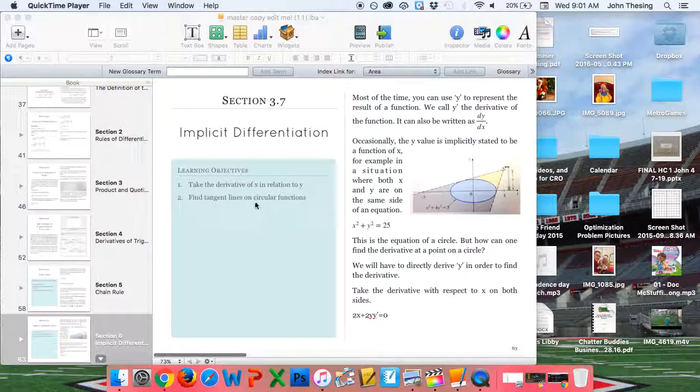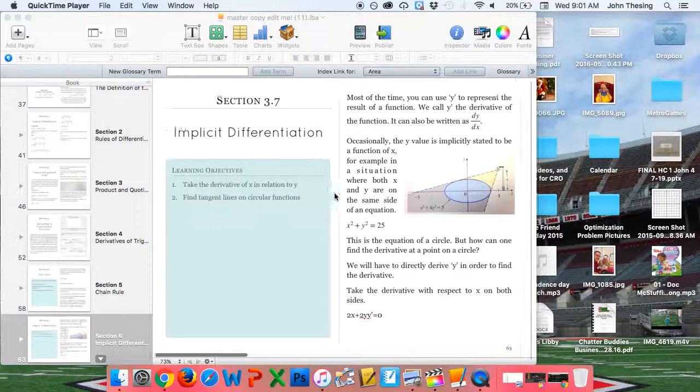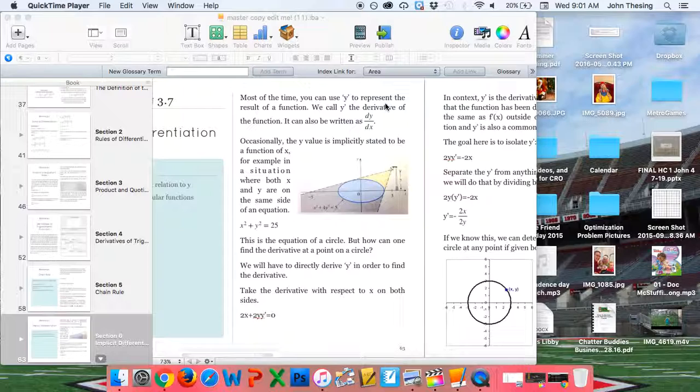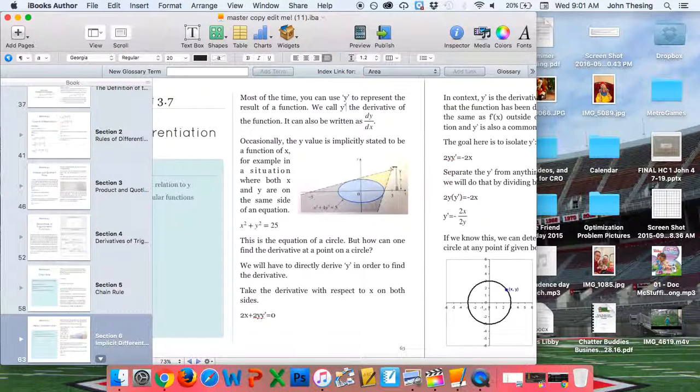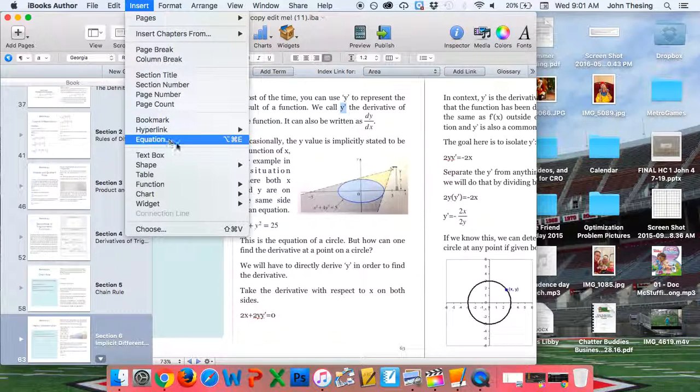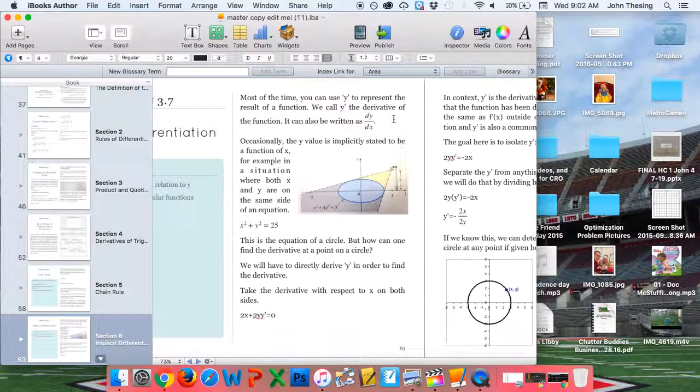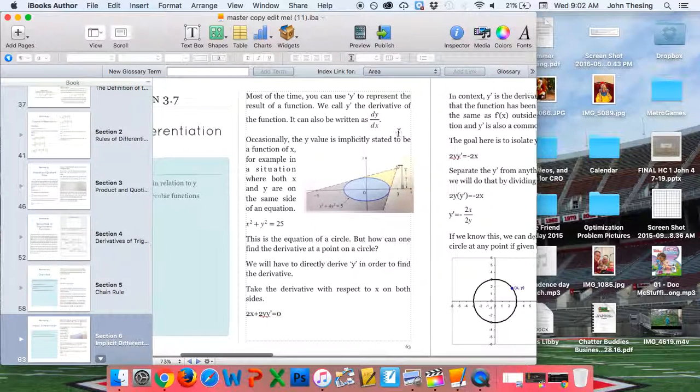Very good. I would also add something to the effect of, like, apply the chain rule when differentiating y. Most of the time you can use y to represent the result of a function we call y prime. Go ahead and make that an equation. Go to insert equation, make that an equation. It can also be written as dy dx.